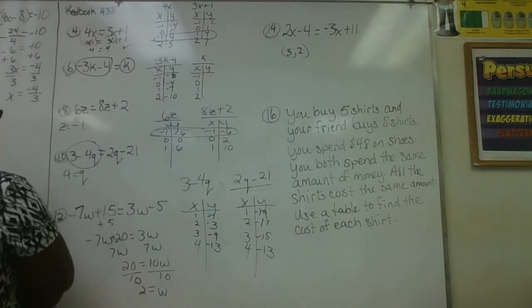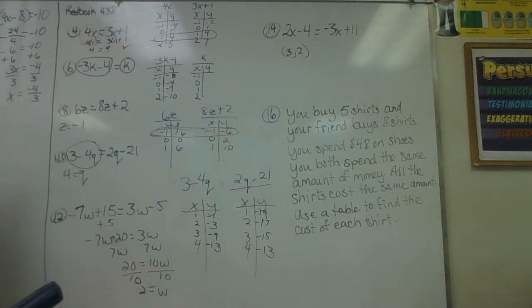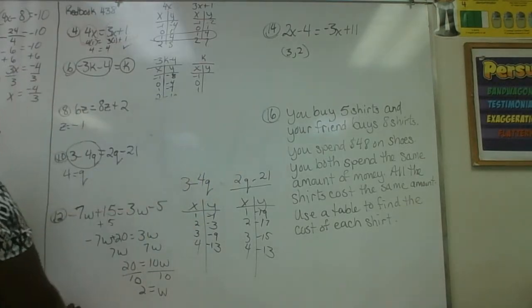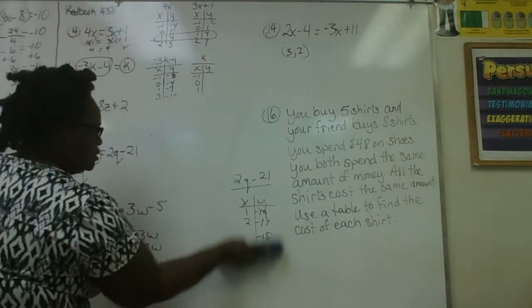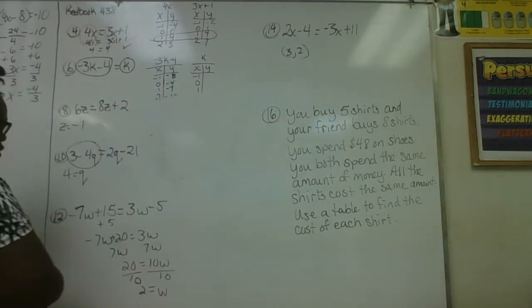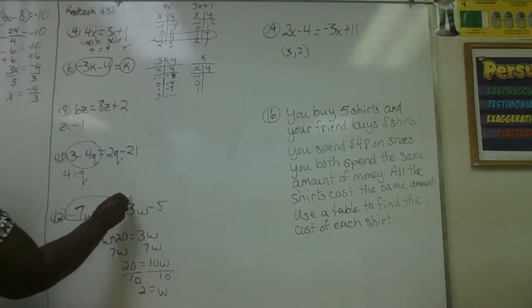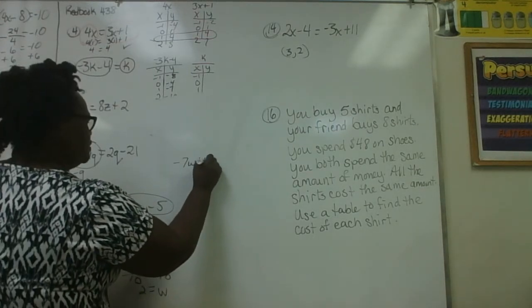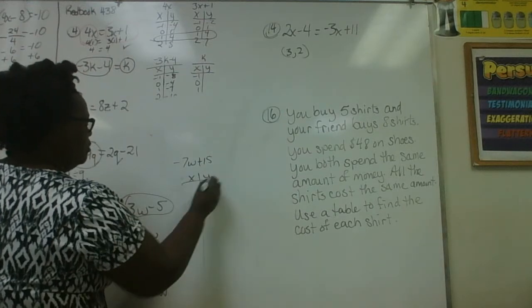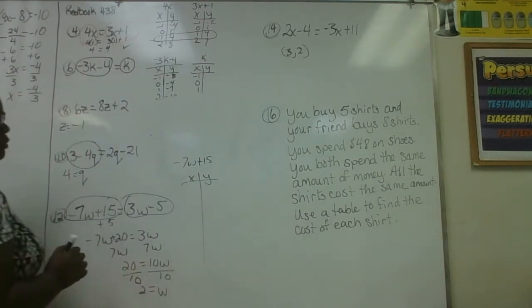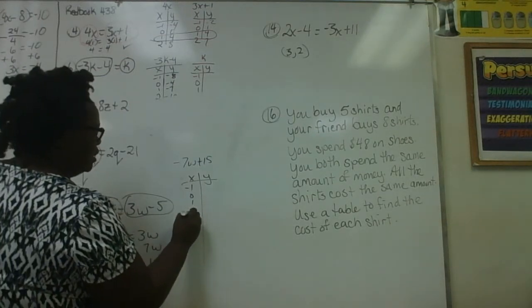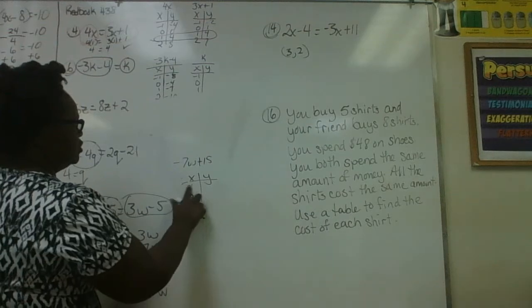We're going to use some space up here for our table. So we have this equation, and then we have this equation. Negative 7W plus 15, X and Y, remembering that X represents a variable that you don't know. Since 2 is our number, we're going to go with 0, 1, and 2.